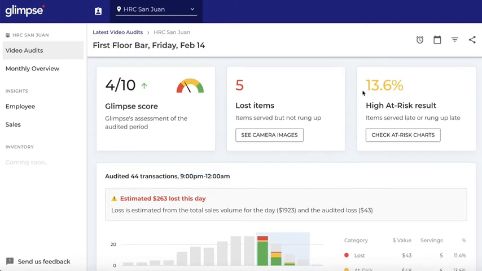And to the top right, you will be able to see the at-risk percentage. The at-risk percentage is categorized as very good, good, high, or very high: 5% or below being very good, 5 to 10% being good, 10 to 20% being high, and anything above 20% being very high. These are the items that were served late or rung up late on the point of sale station.